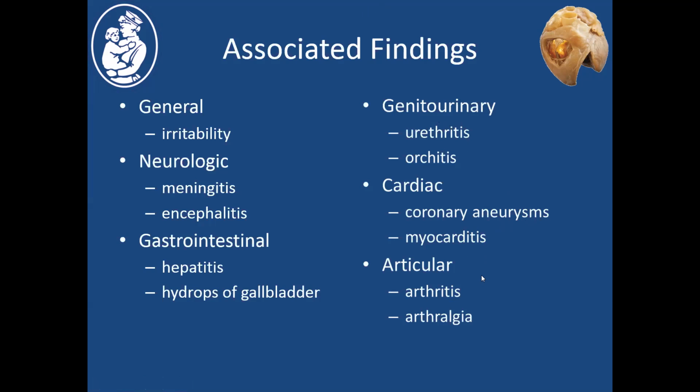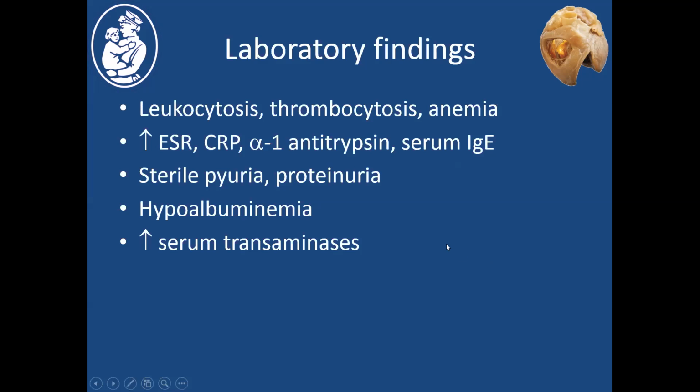Anyway, we can also see arthritis, arthralgias in these patients. Laboratory findings are also fairly characteristic. We see leukocytosis and thrombocytosis, which is quite characteristic of Kawasaki disease in many patients. You can see platelet counts of 700,000 to 800,000. We've even seen over 1 million in a few patients with Kawasaki disease. And anemia is also relatively frequent.